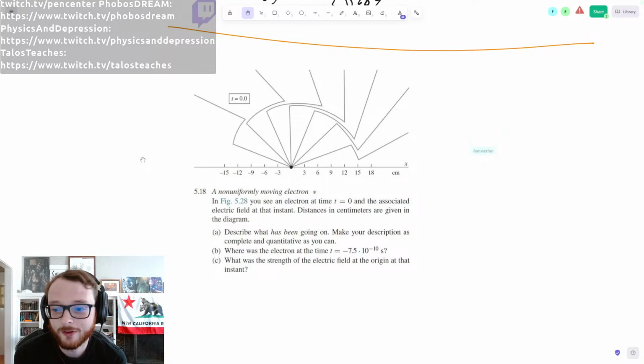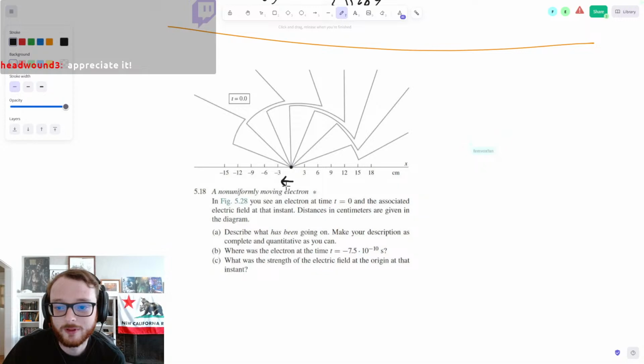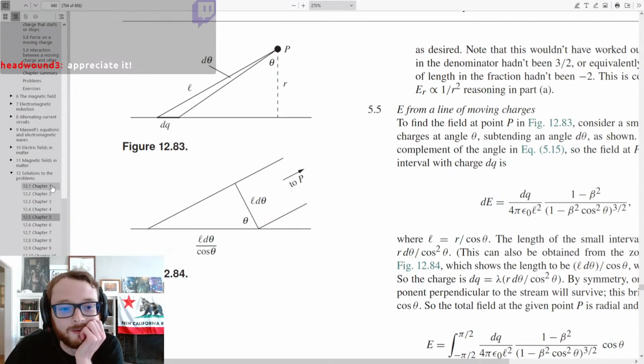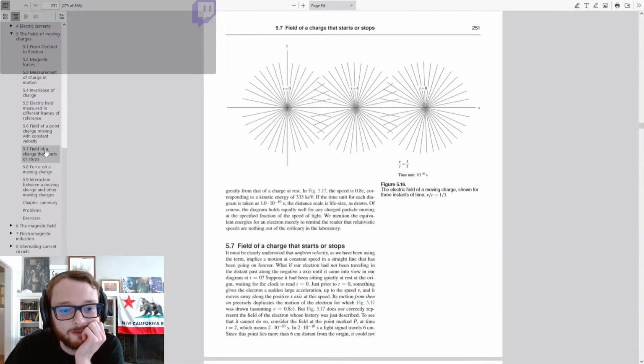Describe what has been going on. Make a description as complete and quantitative as you can. So I think the charge is moving to the... It either has... Well, it's at t equals 0. I assume it just stopped moving to the left, which goes based off the direction of these field lines, or which way they're curving, or changing.